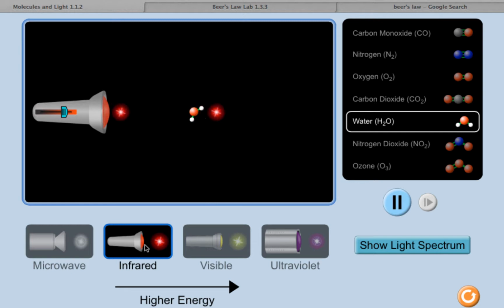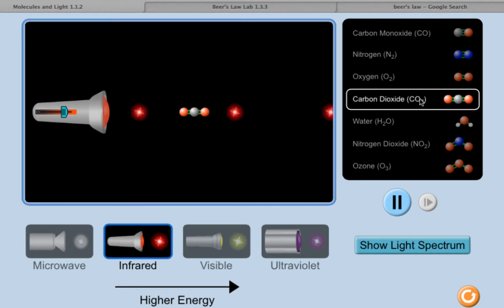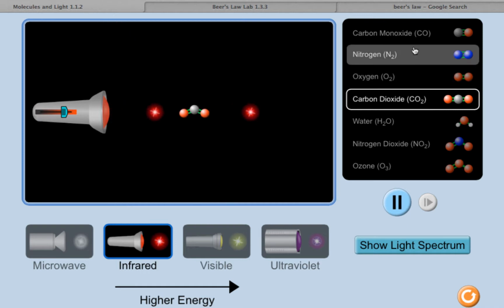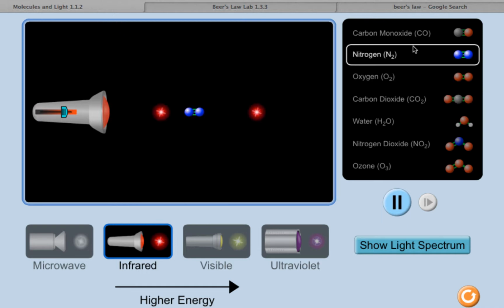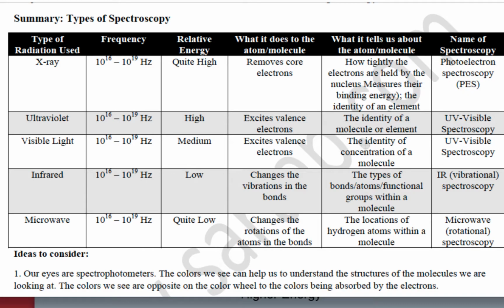So if I fire this at it and it makes the bonds vibrate, I can tell a lot about it. I can tell whether it's a single bond like in water, or if it's a double bond like in carbon dioxide, or if it's a triple bond like in nitrogen. By analyzing that light, I can figure out, hey, this is what kind of bond this has. So infrared tells us what kinds of bonds, what kind of functional groups occur.